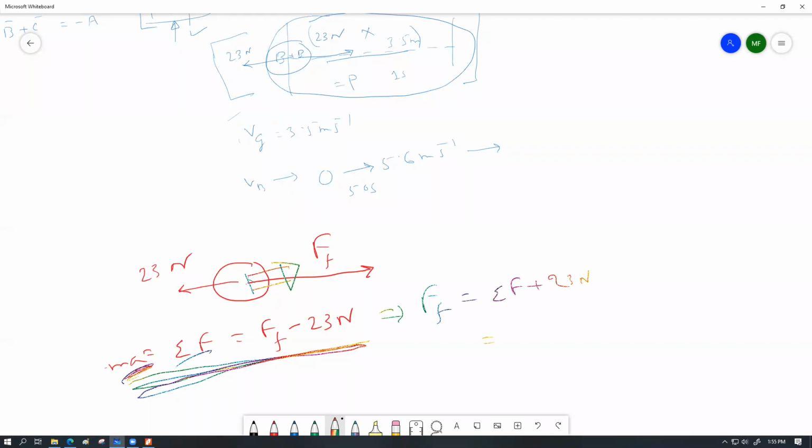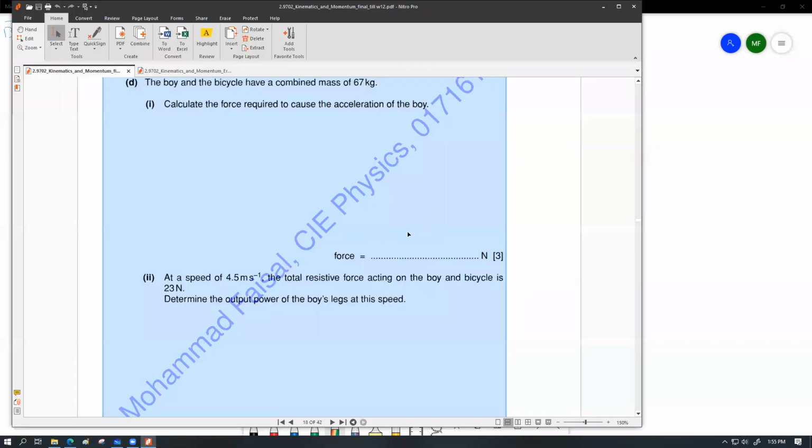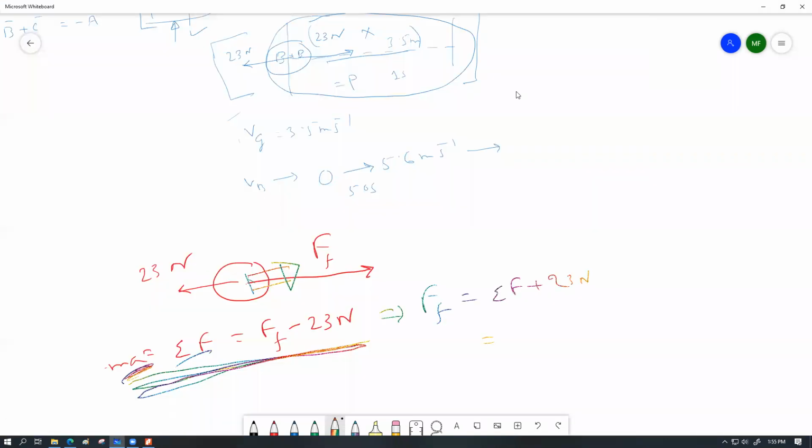What was your answer for D1? 75. This was 75 exactly? Yes, 75. Okay. So I can write over here that the resultant force required is 75 Newton plus 23 Newton. So essentially you get how much force? 88 Newton. So this is the forward force that the kid is going to require to make the acceleration forward. Now the instantaneous power is supposed to be this forward force times the velocity at that instant. So that should be 88 multiplied by 3.5, whatever power you get, that many watts.